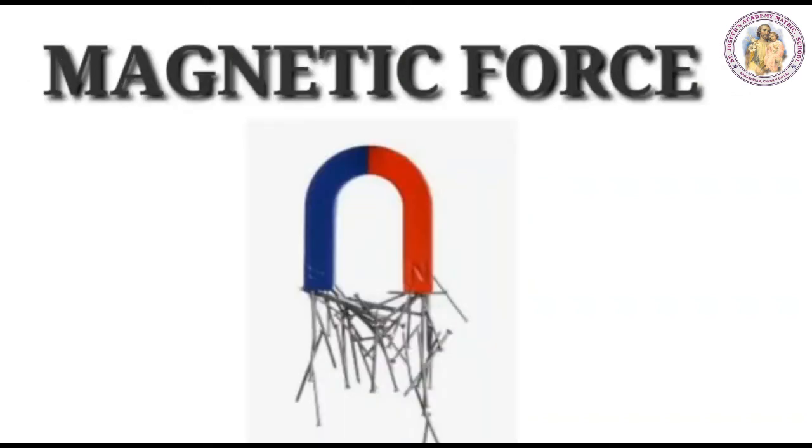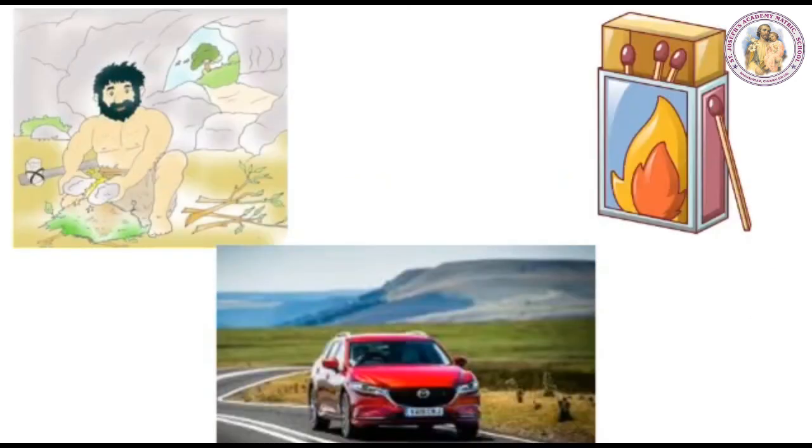Magnetic force. A magnet is a material that attracts things made of iron. The force that attracts things is called magnetic force. As our lesson came to an end, let us study about friction. What is friction? Friction is a force acting between two surfaces in contact or when they slide over one another.